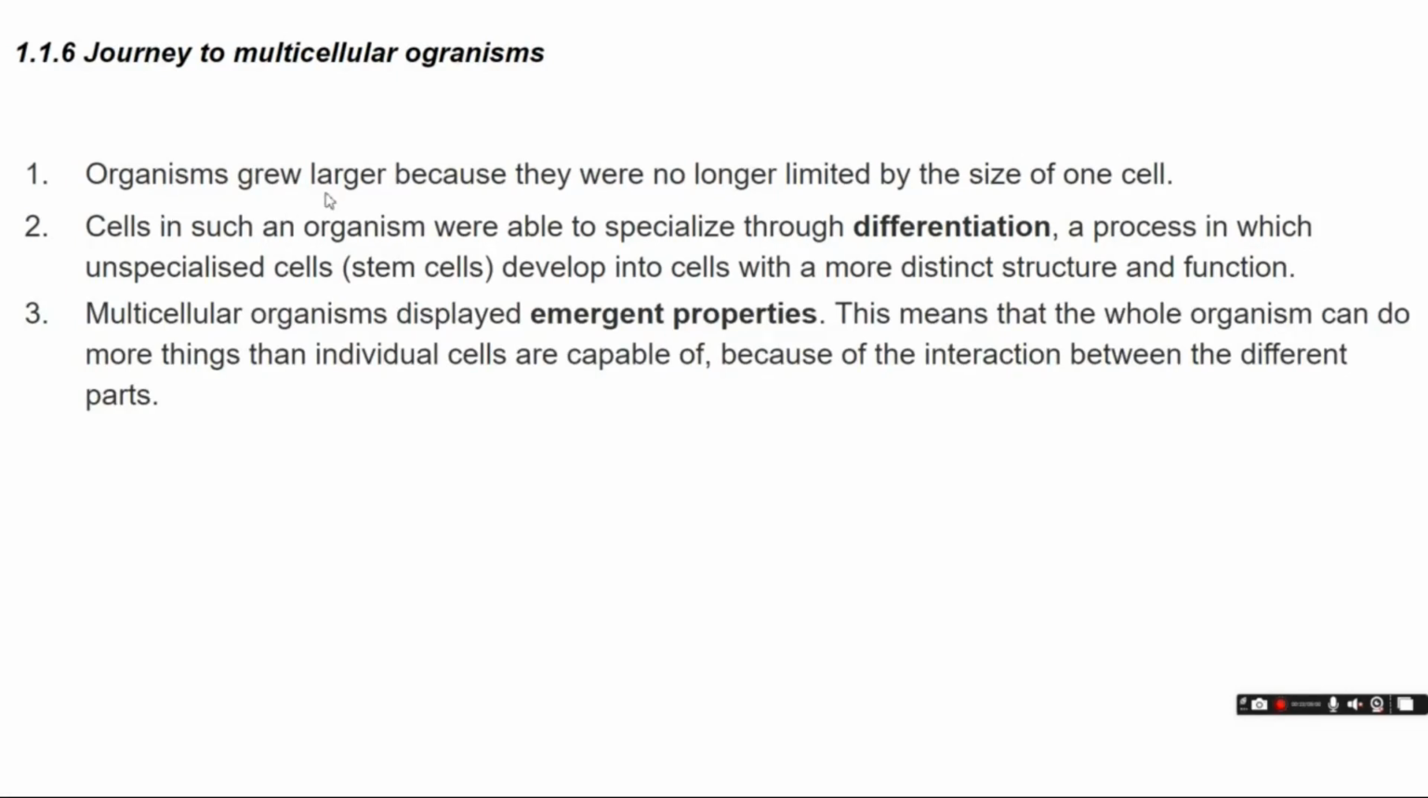So first of all, cells always started off as unicellular, until these organisms grew larger, because they were no longer limited by the size of one cell. And the cells in these organisms were able to specialize through differentiation, which is a process in which an unspecialized stem cell develops into new cells with more distinct structure and function.